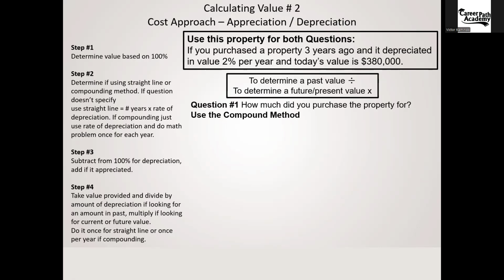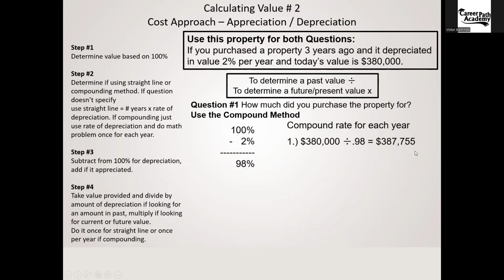So 100% minus 2%. Correct. And then what do we do? 380 divided by 98%. And why did we divide? Because it's the past. Correct. So 380. We do it once for each year because it's compounding. Then you take that answer and divide it by 0.98 again. Take that answer, divide it by 0.98 again. And you purchased that property for $403,743.